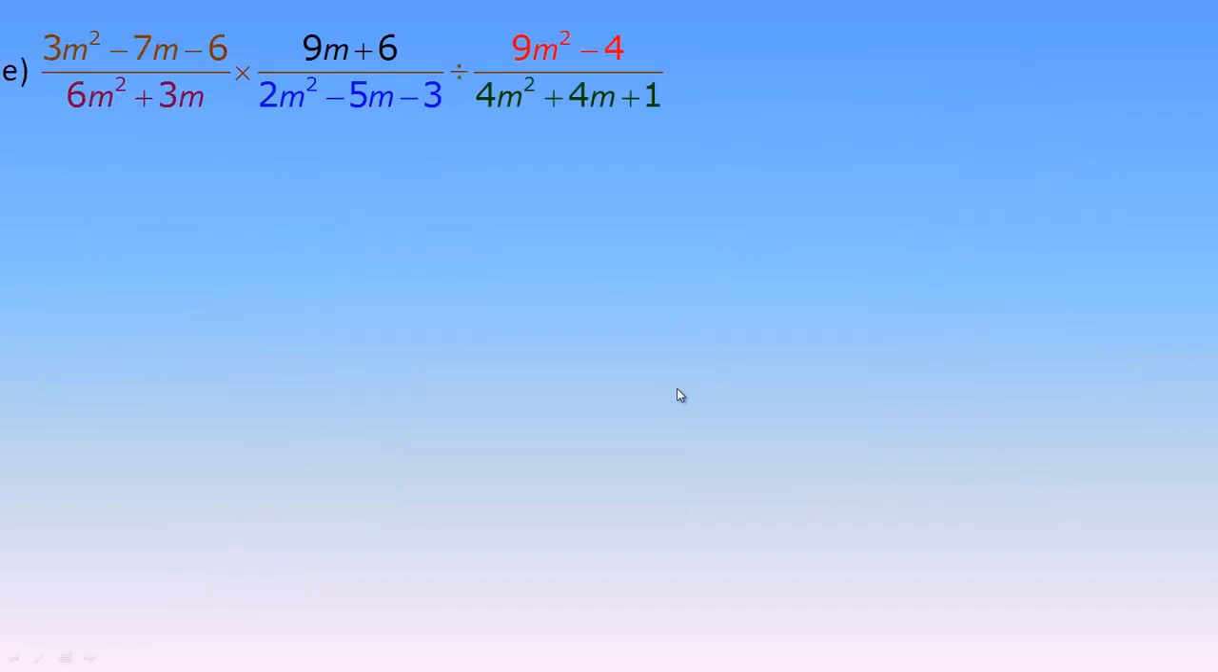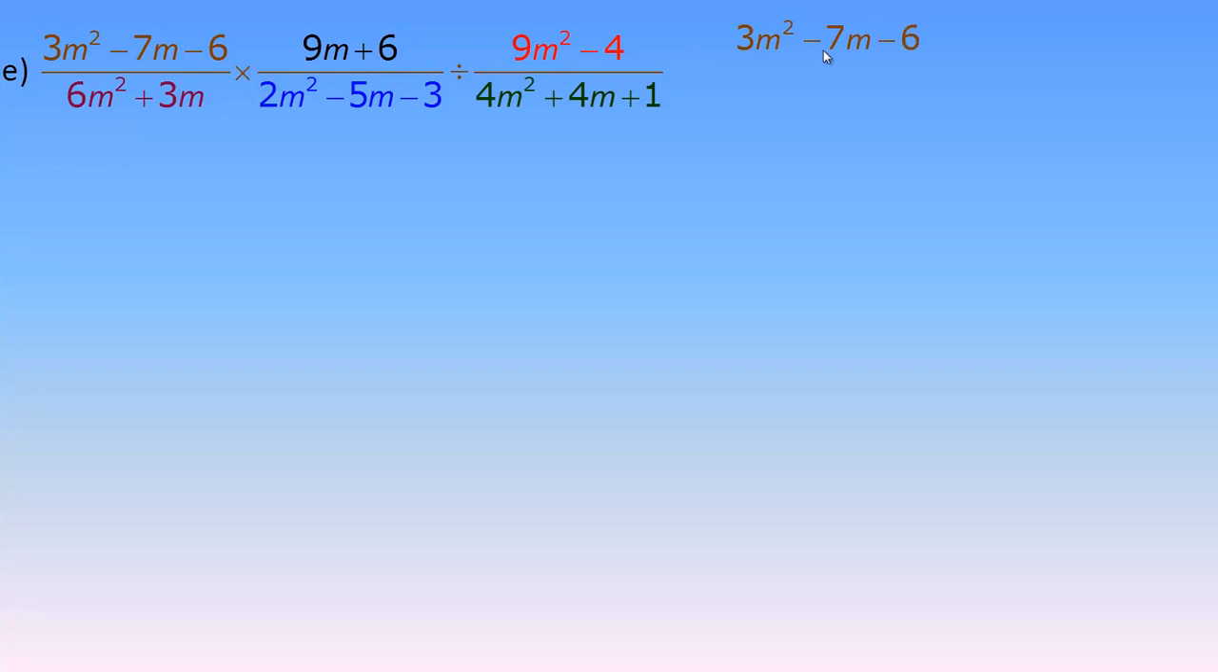And on to the last example. So this is a longer one. Got lots of trinomials to factor, and not simple trinomials. Got some division, got some multiplication. So the first thing I would do, I'm going to just start at the top here, and we get to factor all these things. So the 3m squared minus 7m minus 6, I'm going to factor that first.